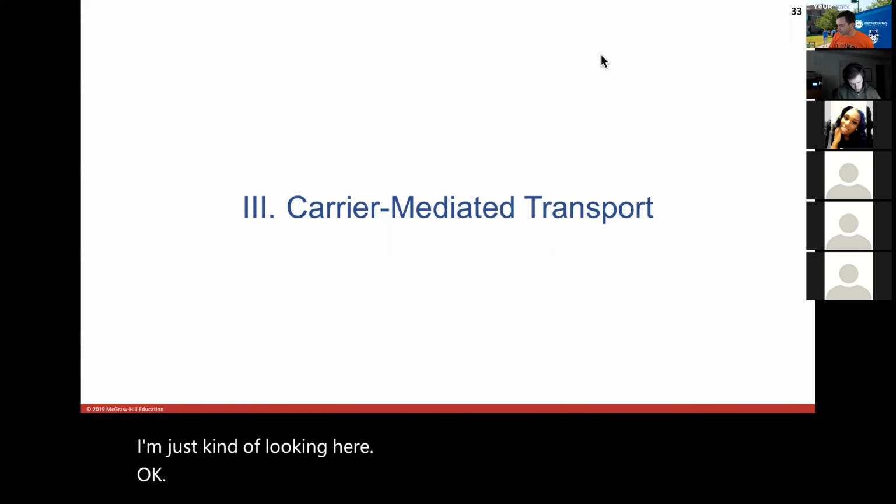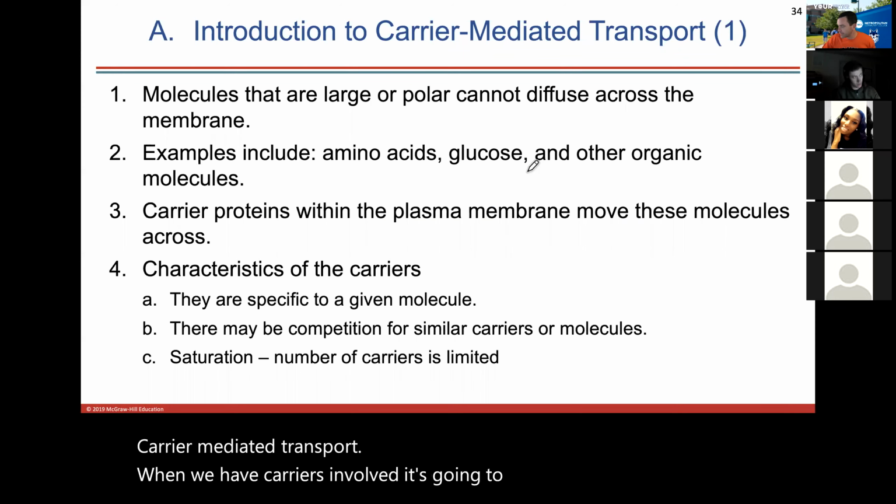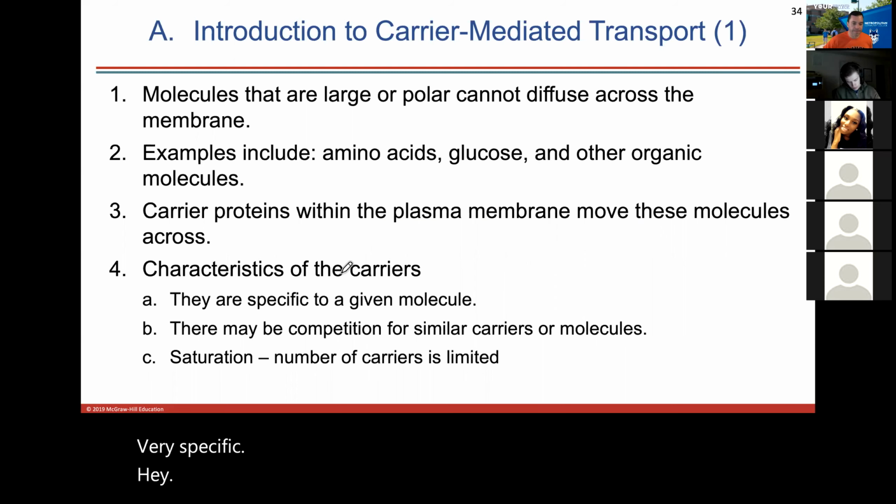Carrier-mediated transport. When we have carriers involved, it's going to be very specific. Specificity. Whenever you see a facilitator, you always should think specificity.